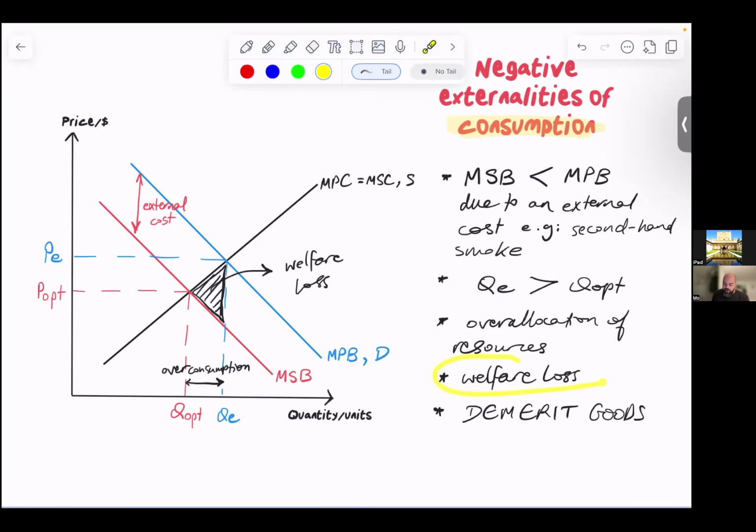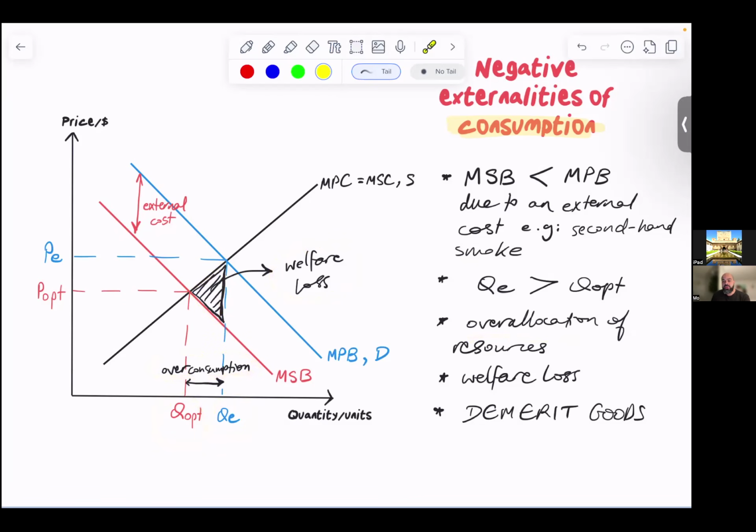Okay, there's a welfare loss. Remember the trick that I taught you in the last video. The welfare loss triangle always points from QE to Q opt. So it's not this triangle here. That's wrong. It's the triangle I have shaded here from QE to Q opt. This is the welfare loss triangle. Okay, so the vertical distance is the external cost, and this triangle is the welfare loss, and QE is greater than Q opt. So there's an over allocation of resources that manifests as overconsumption.